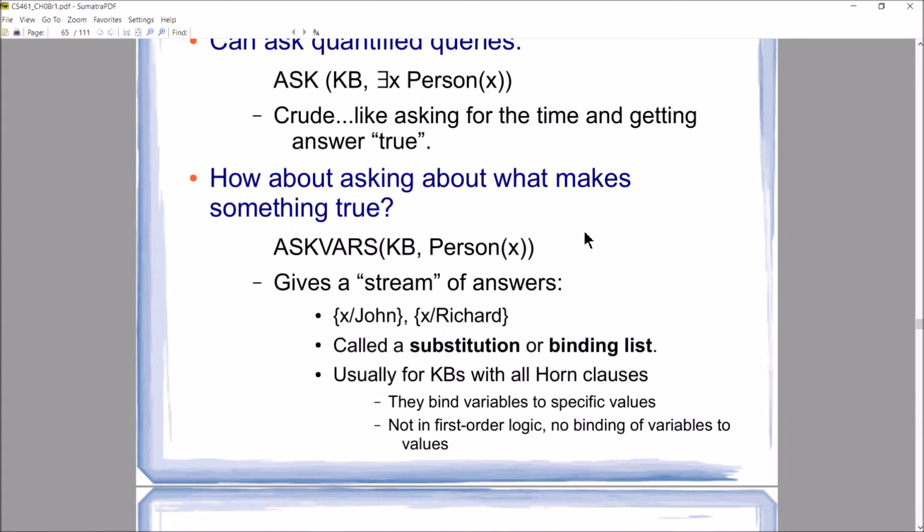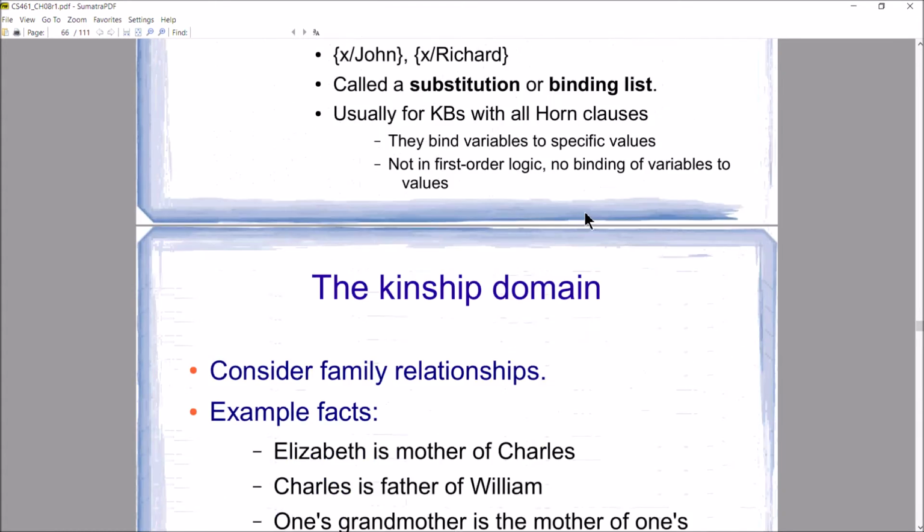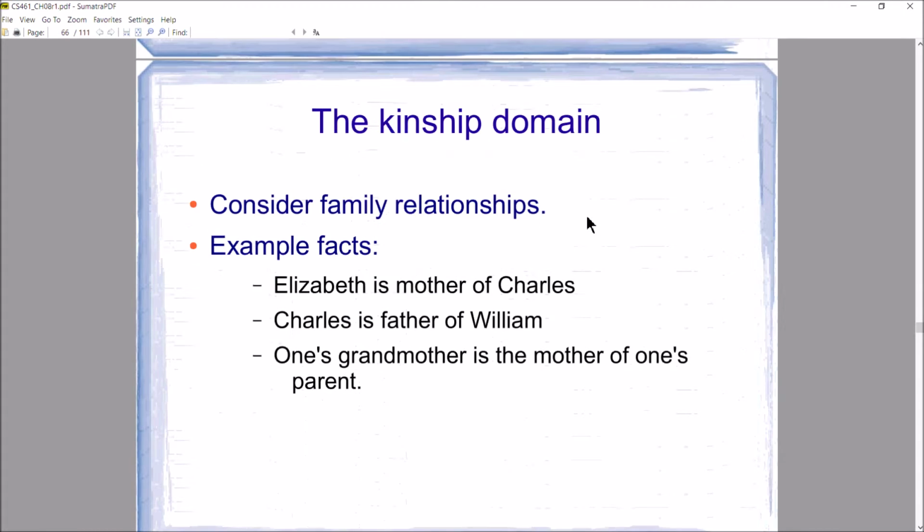So, let's see here. How about the kinship domain, right? Let's talk about family relationships. All right, so let's consider some simple facts. Maybe Elizabeth is the mother of Charles, and Charles is the father of William, and one's grandmother is the mother of one's parent. So your grandma is the mother of your parent. Okay, so some facts here.